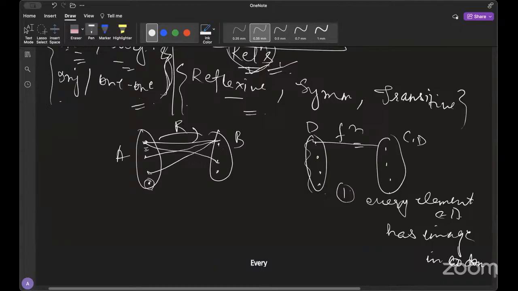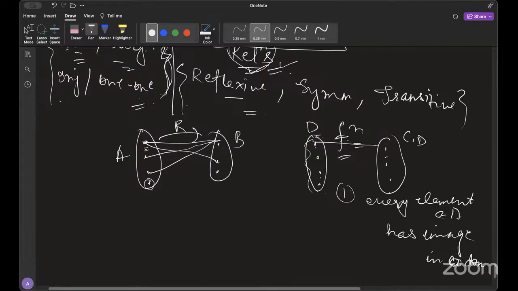Ma'am, every function does contain a relation. Every function is a relation. It doesn't contain a relation. Let me just get done with the definition of a function first. So firstly, you have to make sure a function is a relation, but a special type of relation, where you have to make sure that every element in the domain, every element from this, has an image here. First is this condition.